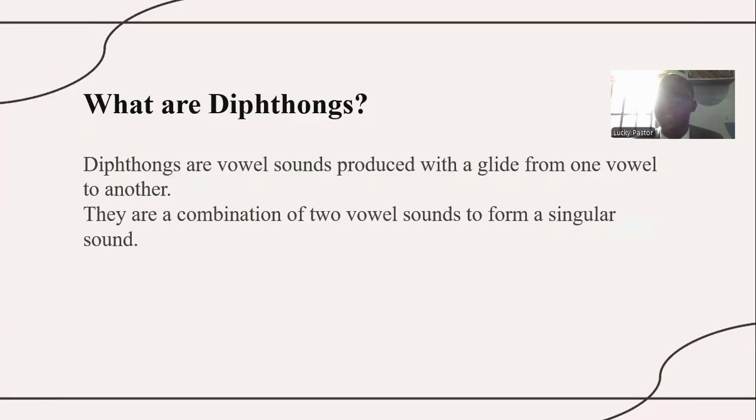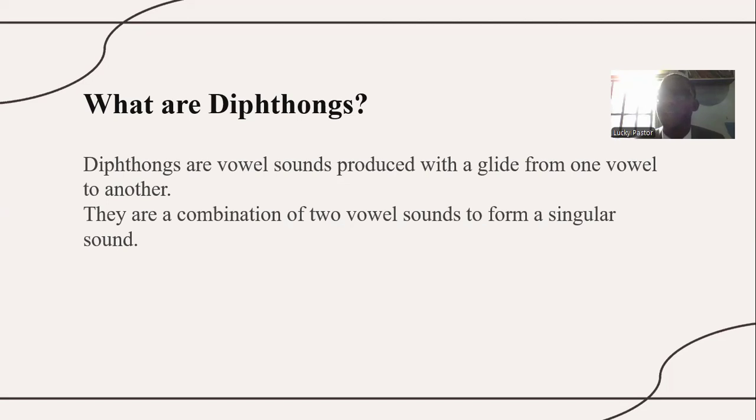So what are diphthongs? Diphthongs are vowel sounds produced with a glide from one vowel to another. They are a combination of two vowel sounds to form a singular sound. What do we mean when we say diphthongs are a glide from one vowel sound to another?